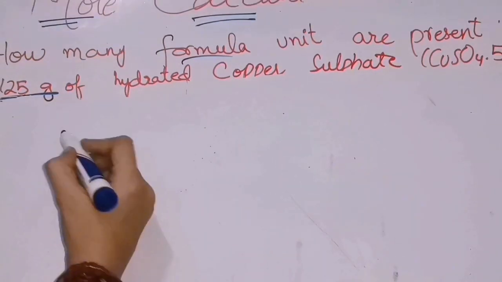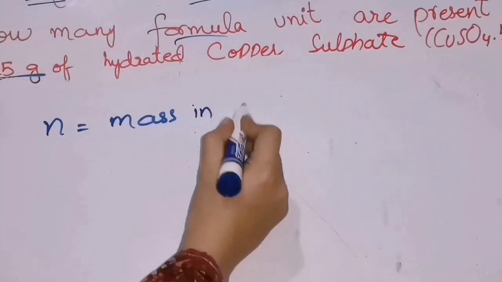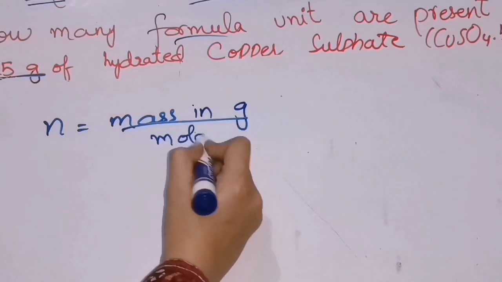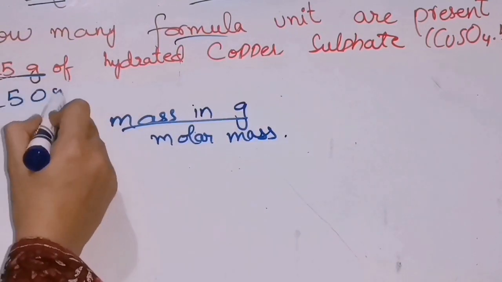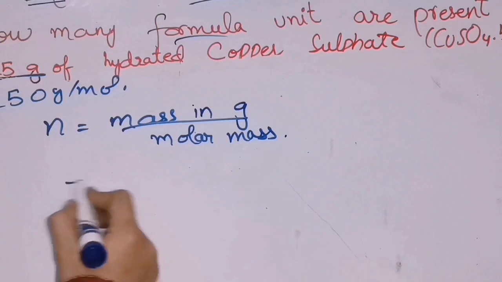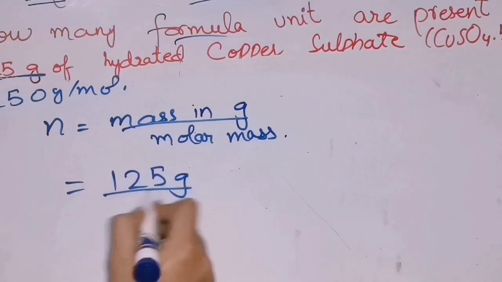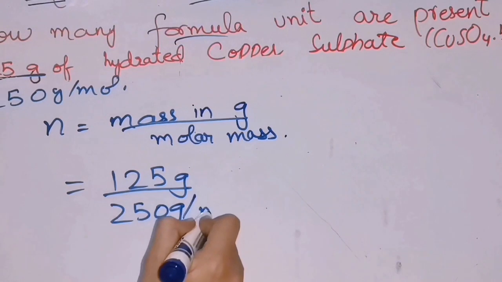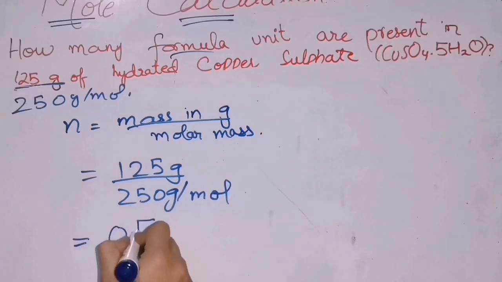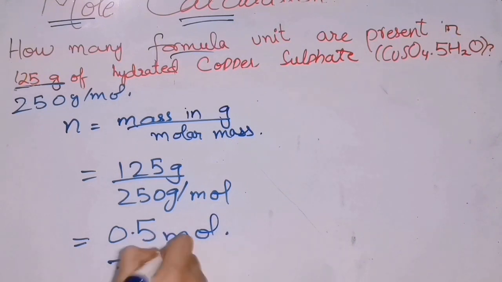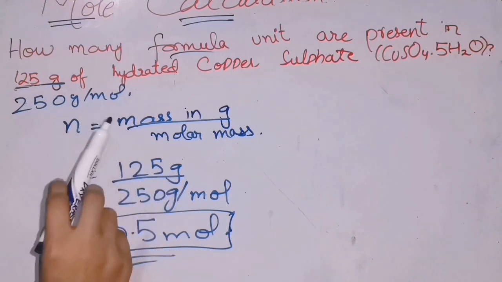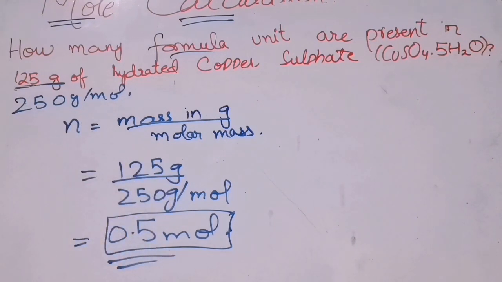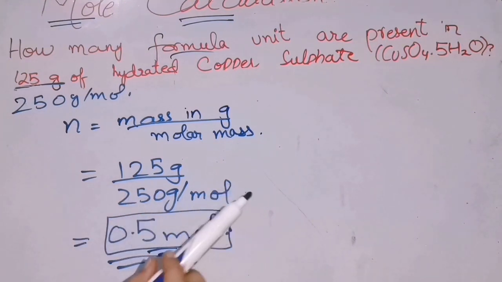Now we have found the molar mass. So the number of moles was equal to mass in gram divided by molar mass. Molar mass was equal to 250 gram per mole. So we will write here 125 gram divided by 250 gram per mole. Then we will have an answer of 0.5 mole. Okay. Now we have the number of moles. So now we can calculate the formula units present in 125 gram or 0.5 moles of hydrated copper sulfate.